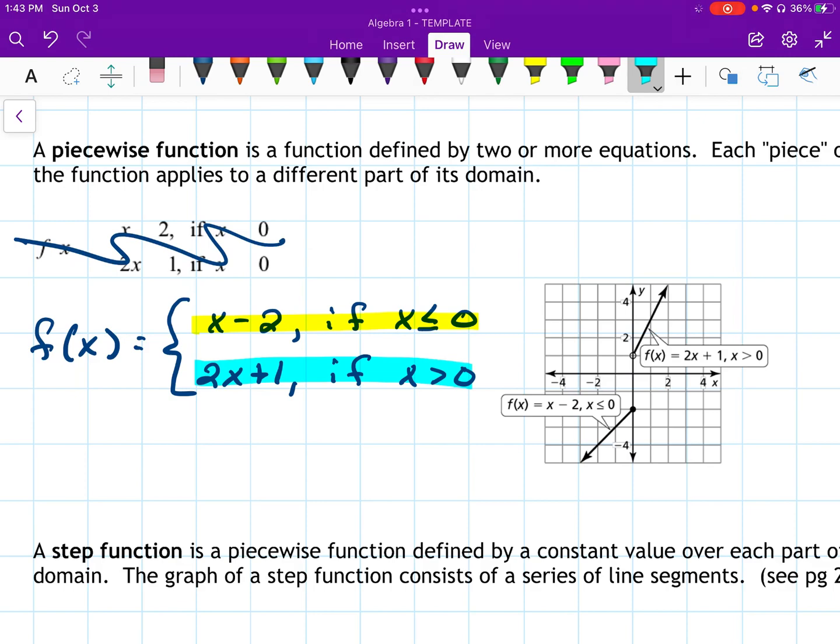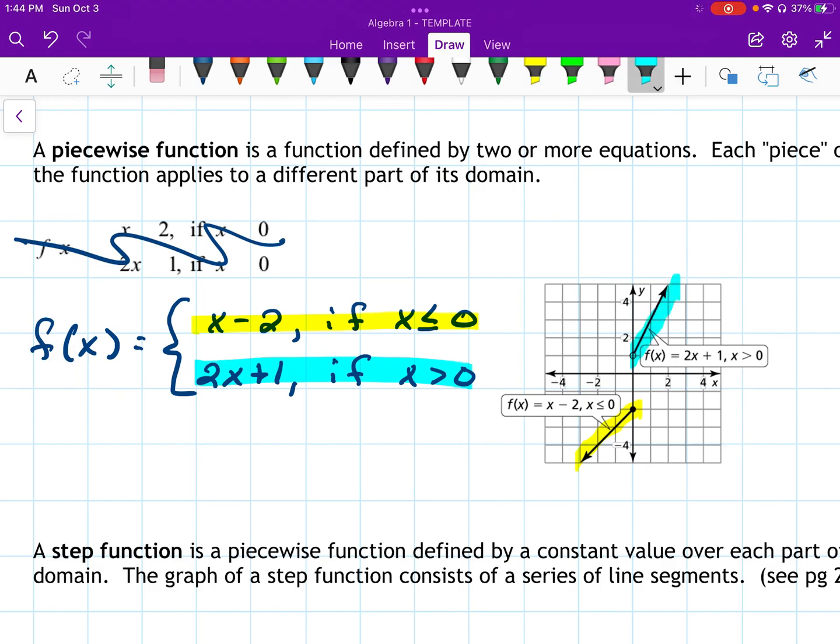So x minus 2, if x is less than or equal to 0, that would be the left side of it. There's that line, right? It has a slope of 1 and a y-intercept of negative 2. But once it gets up to 0, we have a closed circle, right, because less than or equal to, and we have to go to the other equation, the blue equation.